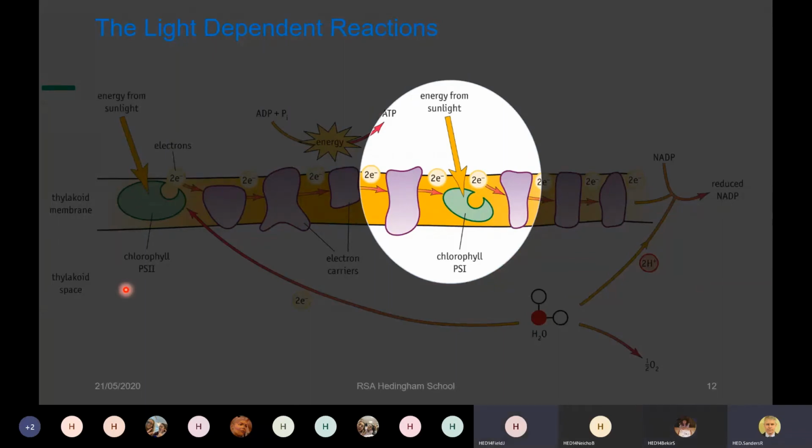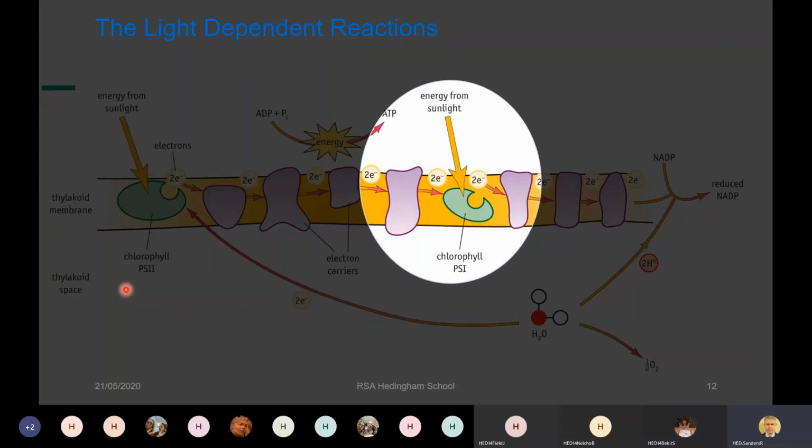There are two of these things called photosystems, and in previous years, people tend to get a bit hung up on photosystems. I would say you probably won't even need to talk about them. But essentially, they're just a clump of molecules together, some of which are chlorophyll. So it's chlorophyll and other stuff. But it's more important what they do.